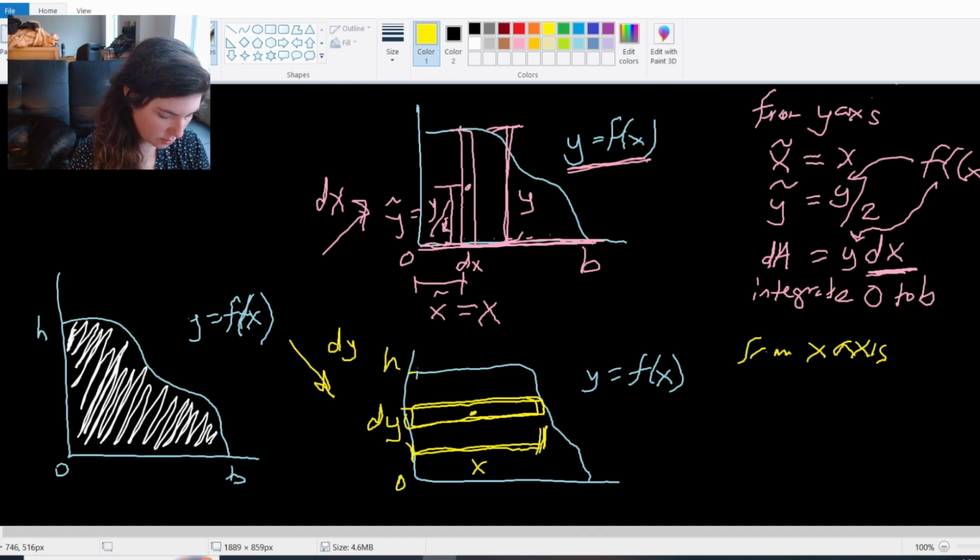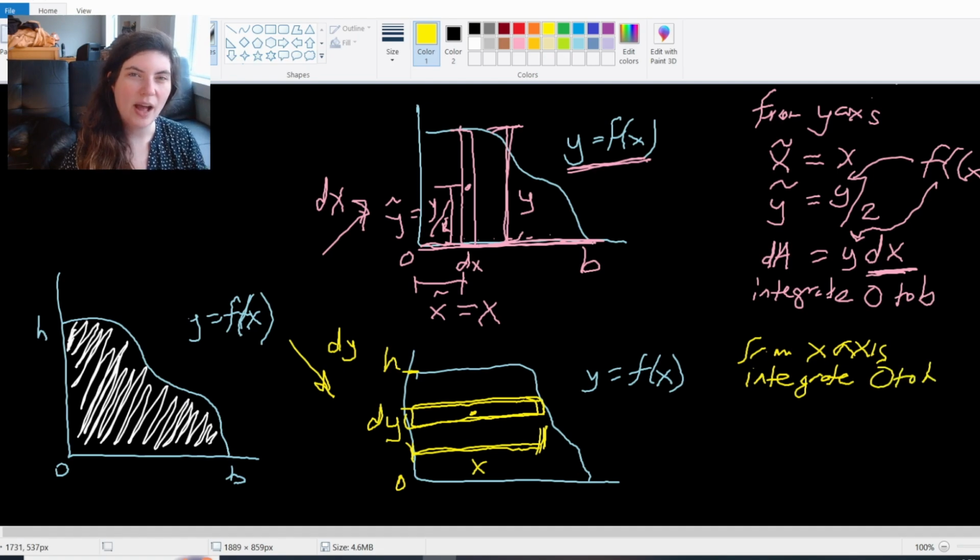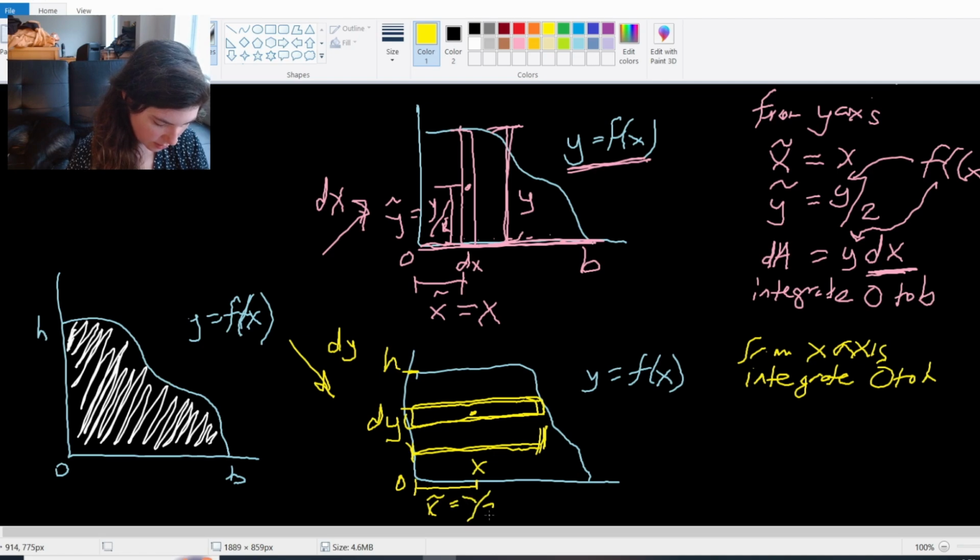So this is 0 to h. Integrating from 0 to h now. Now how do my x tilde and y tilde and dA all change? My x tilde, my distance to my centroid, we'll notice is now half of x. So x tilde is x over 2 now. So they've kind of swapped roles. X tilde is x over 2.